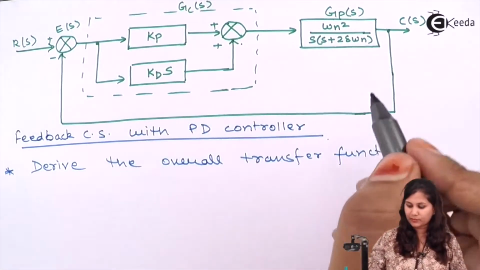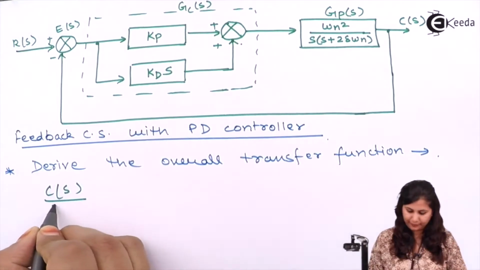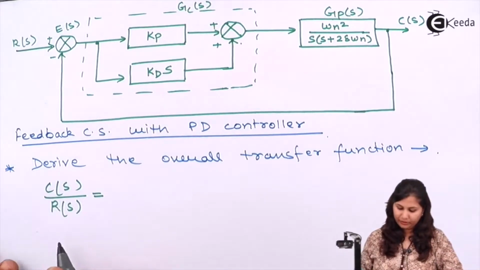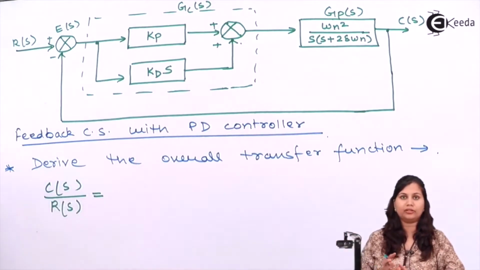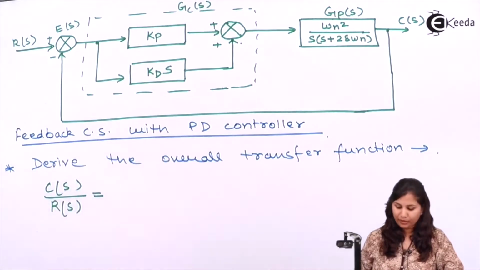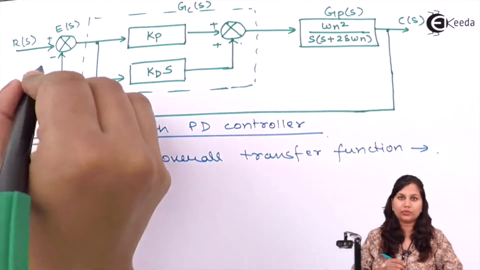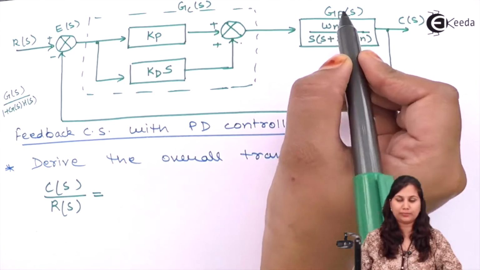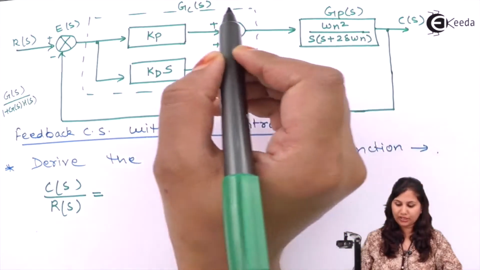Now let us derive the transfer function. This transfer function is the ratio of C(s) by R(s). It is the transfer function of a closed loop control system, G(s) upon 1 plus G(s)H(s). Here H(s) is 1 because it is a unity feedback system. So G(s) will be the multiplication of Gc and Gp.